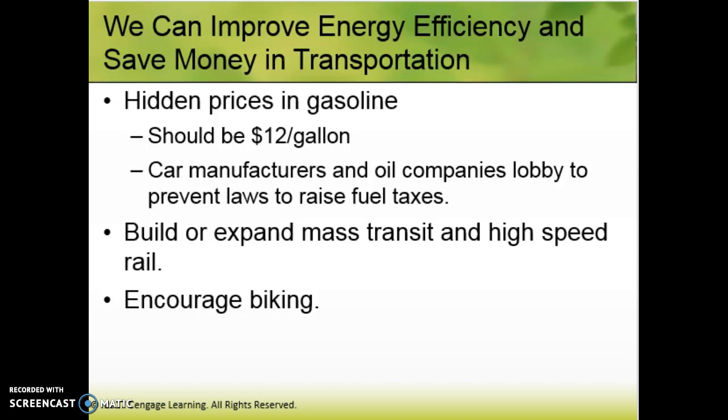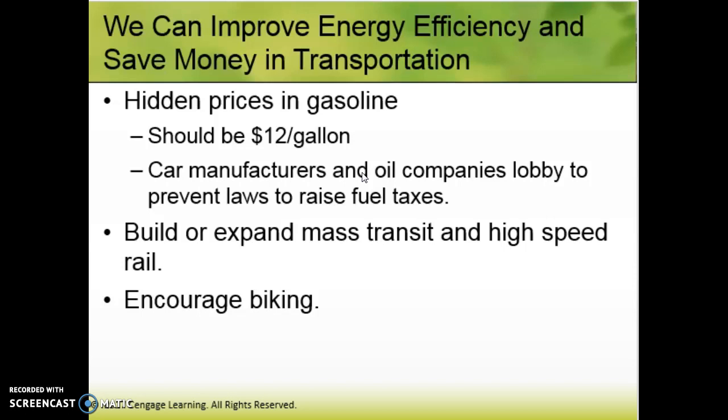Other ways that we can improve efficiency in transportation are those hidden prices in gasoline. I talked about the fact that biofuels could be competitive if gasoline was $7 a gallon. Well, if we didn't have some of the subsidies that we give to oil companies, or if we did have some of the taxes that we should have in terms of cleaning up the aftermath of the use of gasoline, then gas would be about $12 a gallon. So if we didn't have those hidden implicit costs, biofuels would be cost effective. So think about that when we talk about energy subsidies and things along those lines.